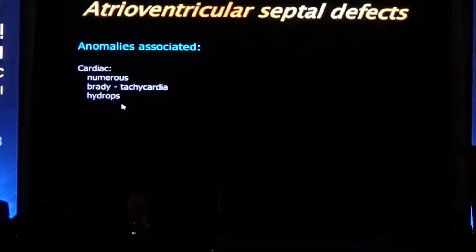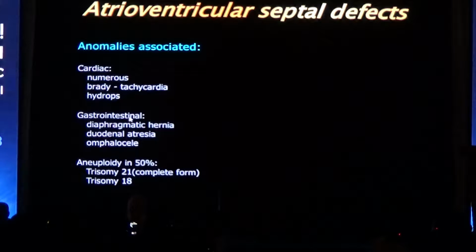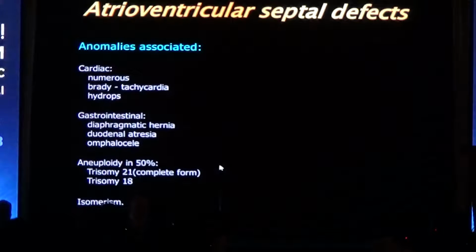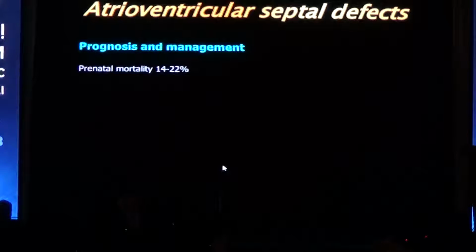Multiple cardiac anomalies, tachycardia, bradycardia mostly, hydrops because the heart is pumping inefficiently. And then you have a whole bunch of other anomalies that are essentially related to the aneuploidies. Atrioventricular septal defect is related to aneuploidy, trisomy 18 and 21. All these associated anomalies, diaphragmatic hernia, duodenal atresia, omphalocele will be associated with atrioventricular septal defect. And then also isomerisms will have some atrioventricular septal defect.